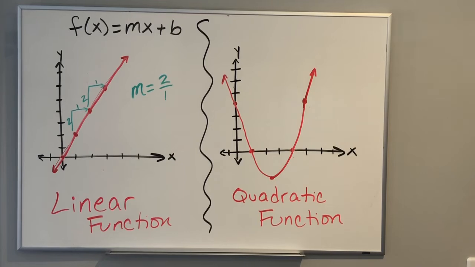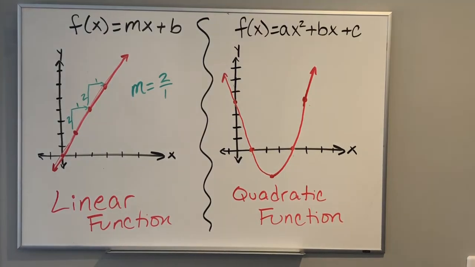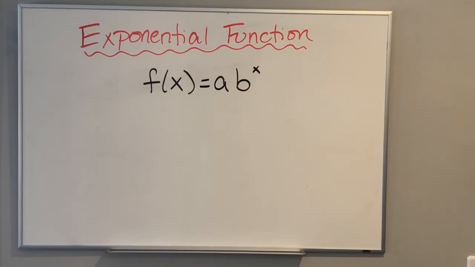We've also learned about quadratic functions. These graphs are in the shape of a parabola, which can be an upward u or a downward u. A quadratic function's equation looks like f of x equals ax squared plus bx plus c. The important part of a quadratic function is the exponent of 2, showing us that a parabola can have 2 x-intercepts. Now on to our new topic, exponential functions.